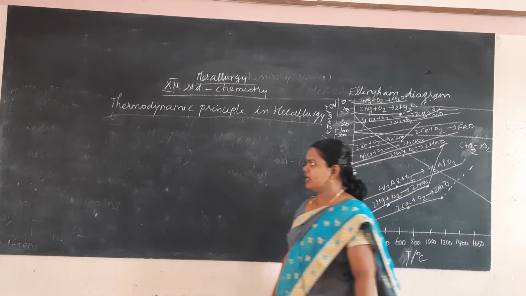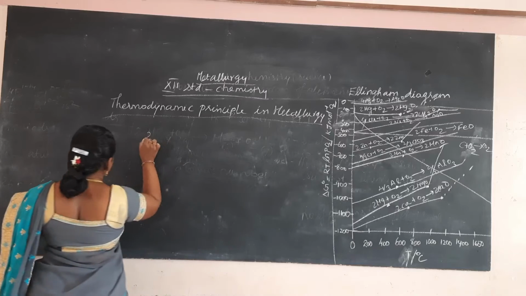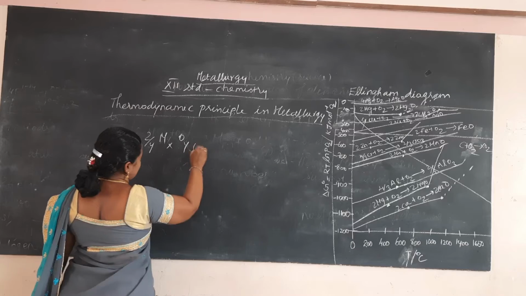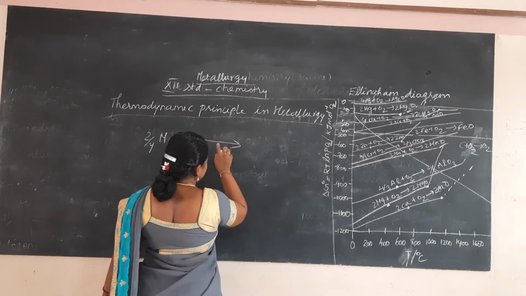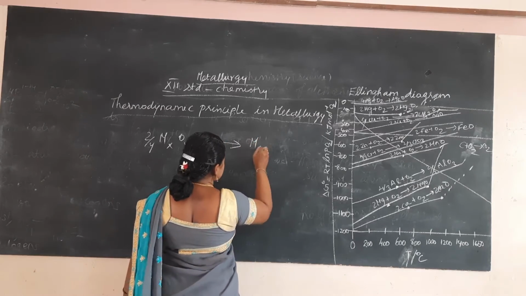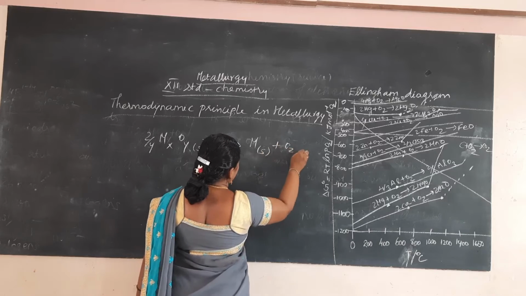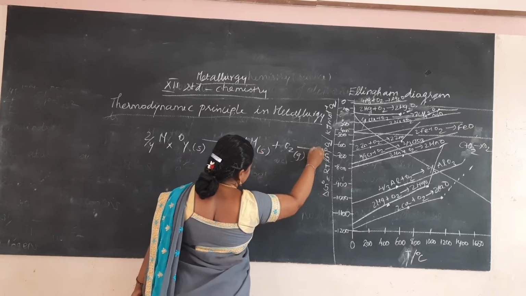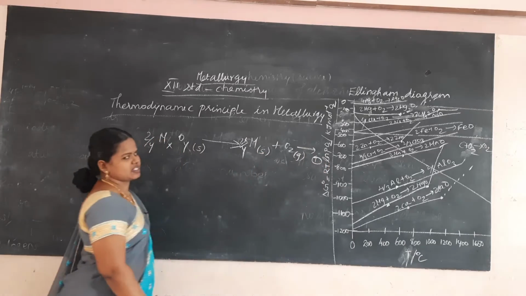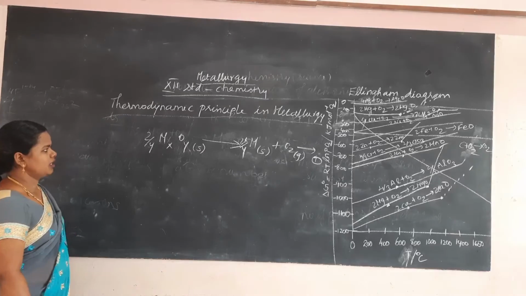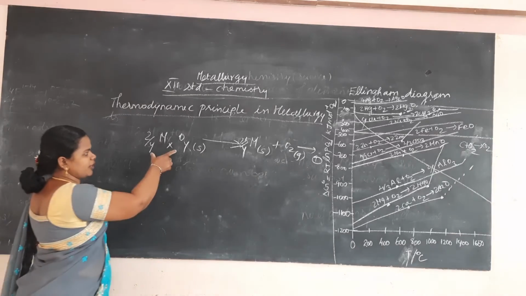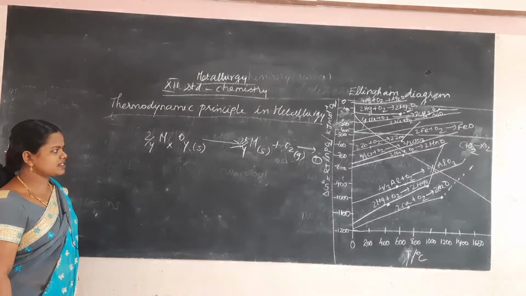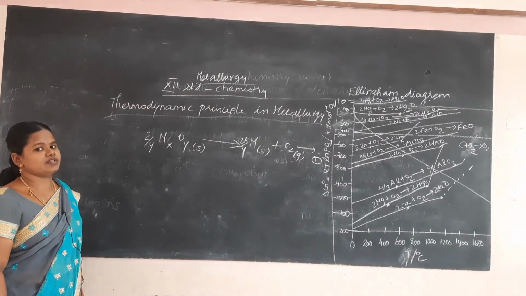For example, consider the reaction 2x/y MxOy solid. In the presence of a reducing agent, it forms M solid plus O2 gas. 2x/y M solid plus O2 gas, that is the first equation. Then if you want to convert this metal oxide to metal, you have to make use of some reducing agent. For example, carbon is used as a reducing agent.